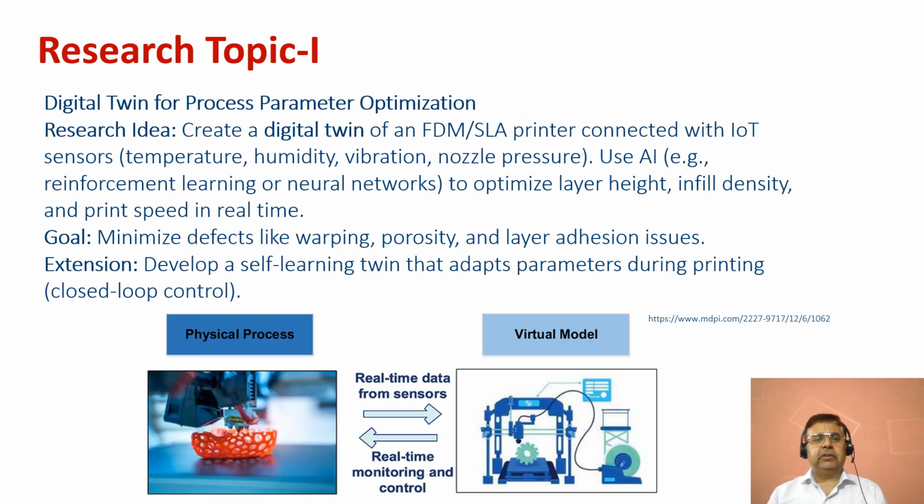Now I will discuss a few research topics based upon the latest technologies that are used in Industry 4.0. We can create digital twins for process parameter optimization. What is a digital twin? The example shown here is applied to 3D printing. We can see a 3D printing process happening. This is the physical process, the real world. And on the right hand side, we have a virtual model.